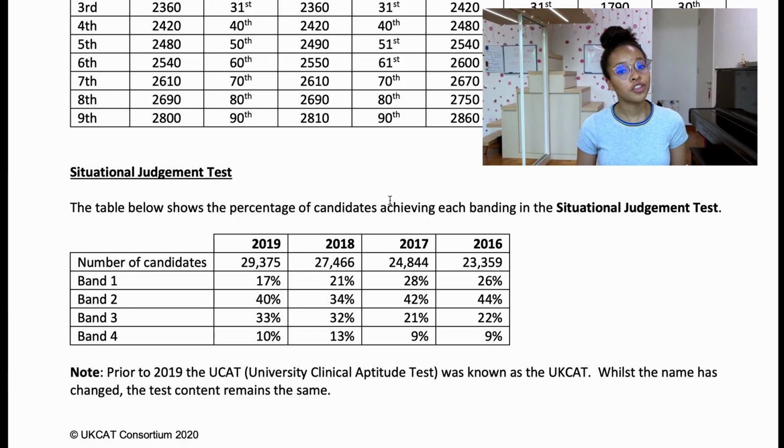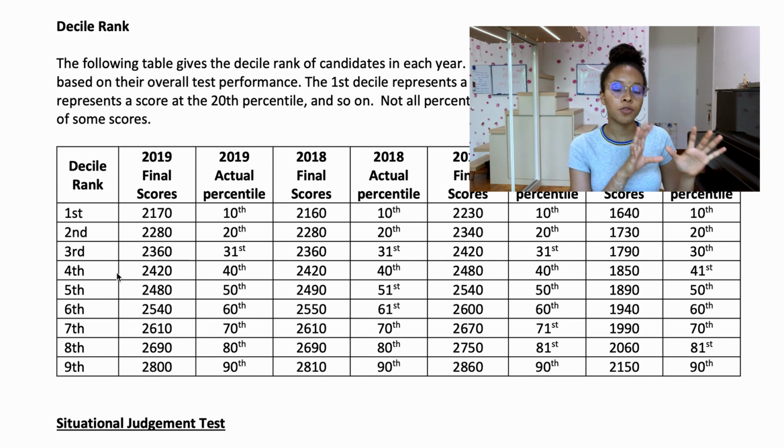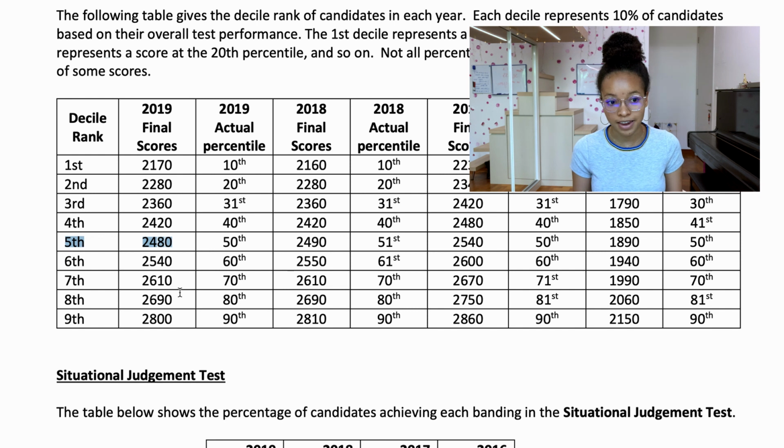So for the last section of the UCAT, the situational judgment part is graded differently. I've mentioned this in my previous video, BMAT versus UCAT. And you can see from the statistics that most people will get a band 2. I think that something else that's also pretty important to mention here is that you can also look at the deciles to understand what kind of grades you should be aiming for. So we can see that in 2019 you had to have a total score above 2,480 to be in the first 50% of all test takers.